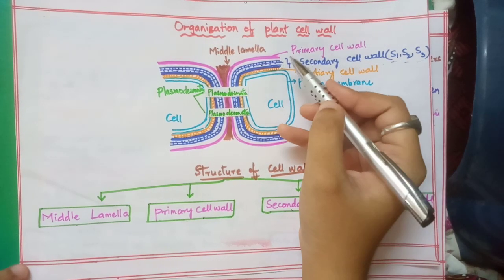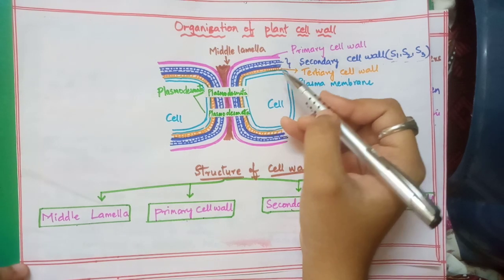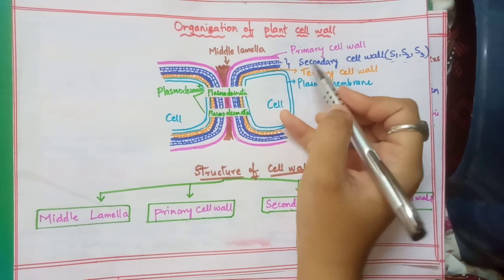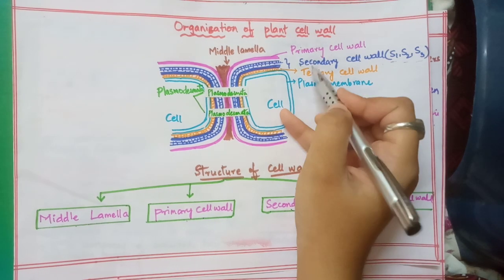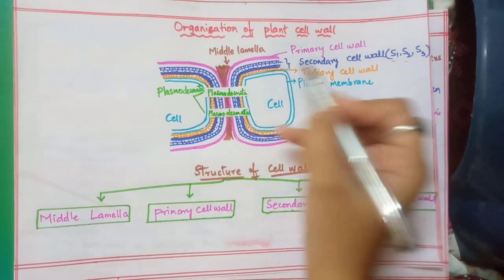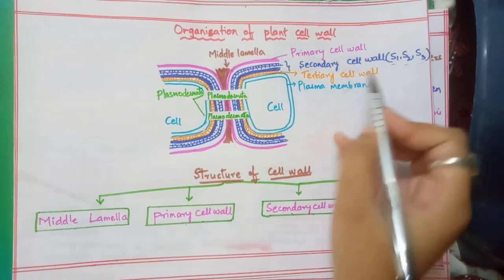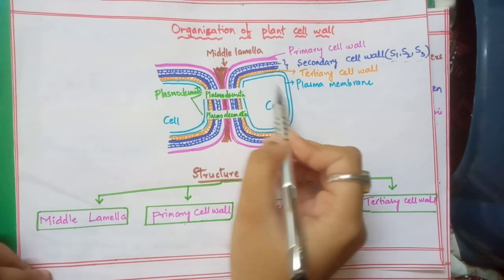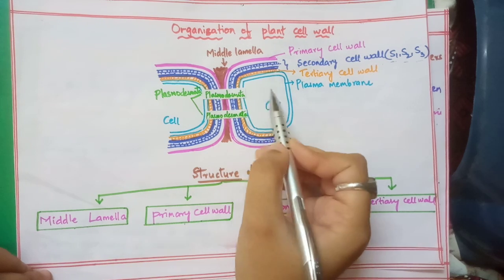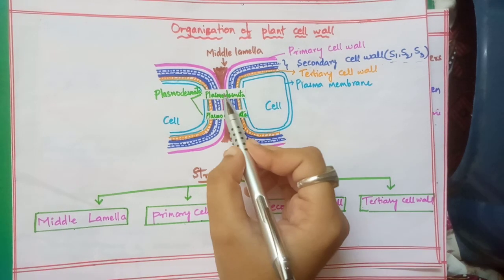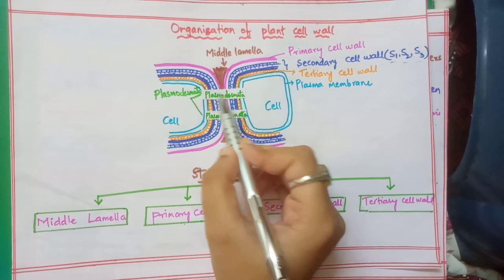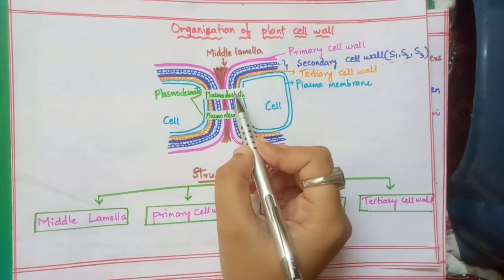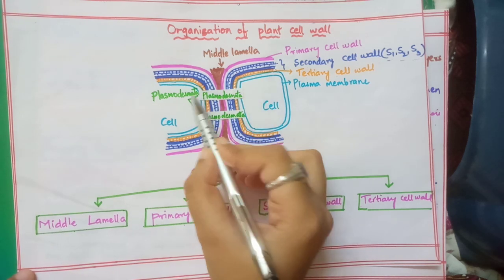Then in some cells like tracheary cells, apart from the secondary cell wall, there is the formation of one more cell wall towards the inner side of the secondary cell wall, shown here in orange color. It is known as the tertiary cell wall, and this is the last layer before the plasma membrane. Here these two adjacent cells are connected by protoplasmic connections through the plasmodesmata, so that they exchange materials between the two adjacent cells.